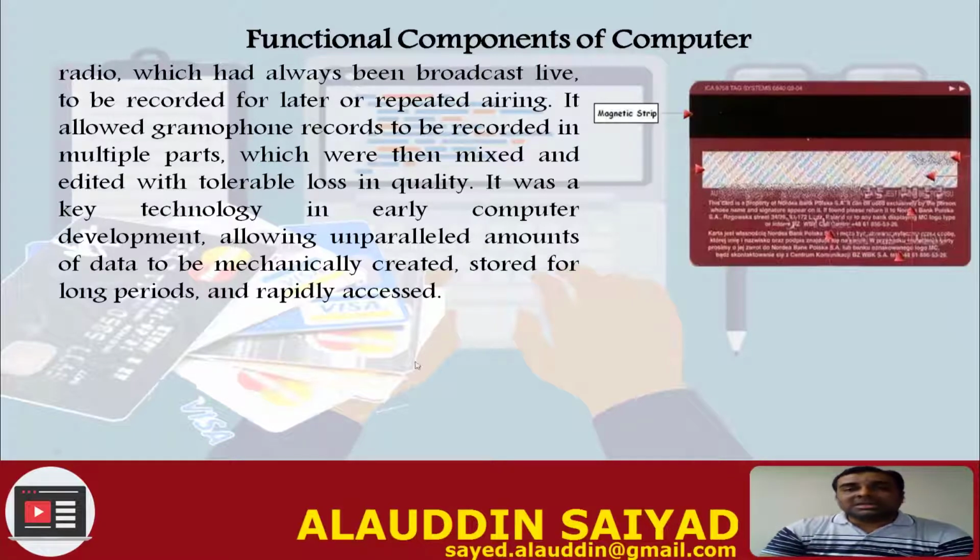You can also see the use of this technology. Still, it is being used in some of the mediums. You can see you have the debit and the credit card. You have on the back side the magnetic strip. The magnetic strip stores the data and information of the card and the card holder, which is then read by specialized devices like ATM machines, the swipe devices, and so on.